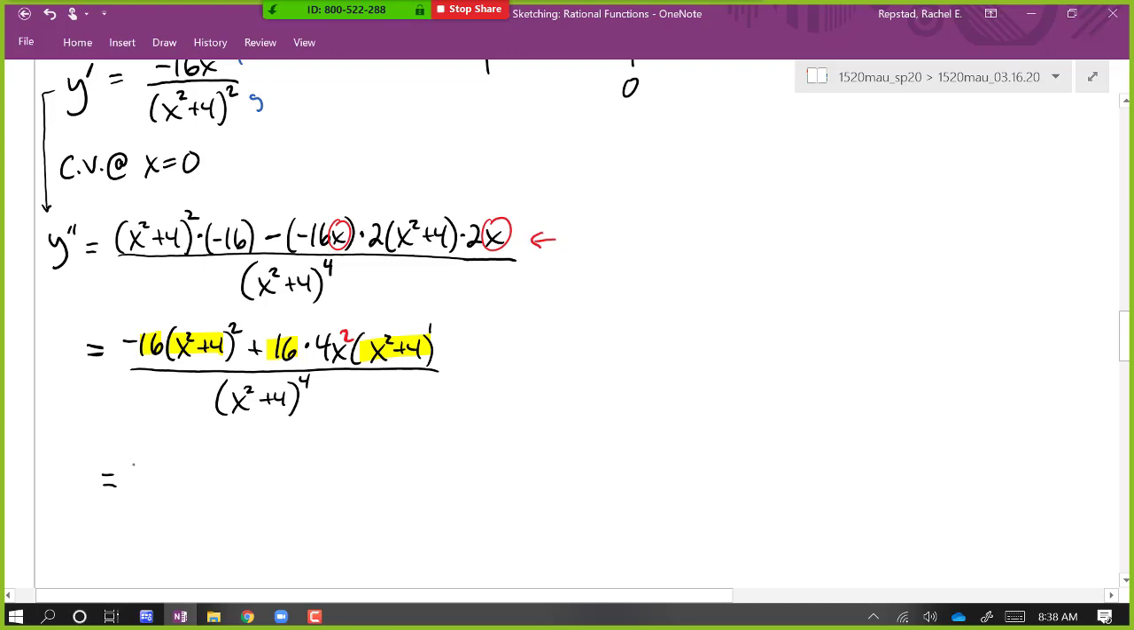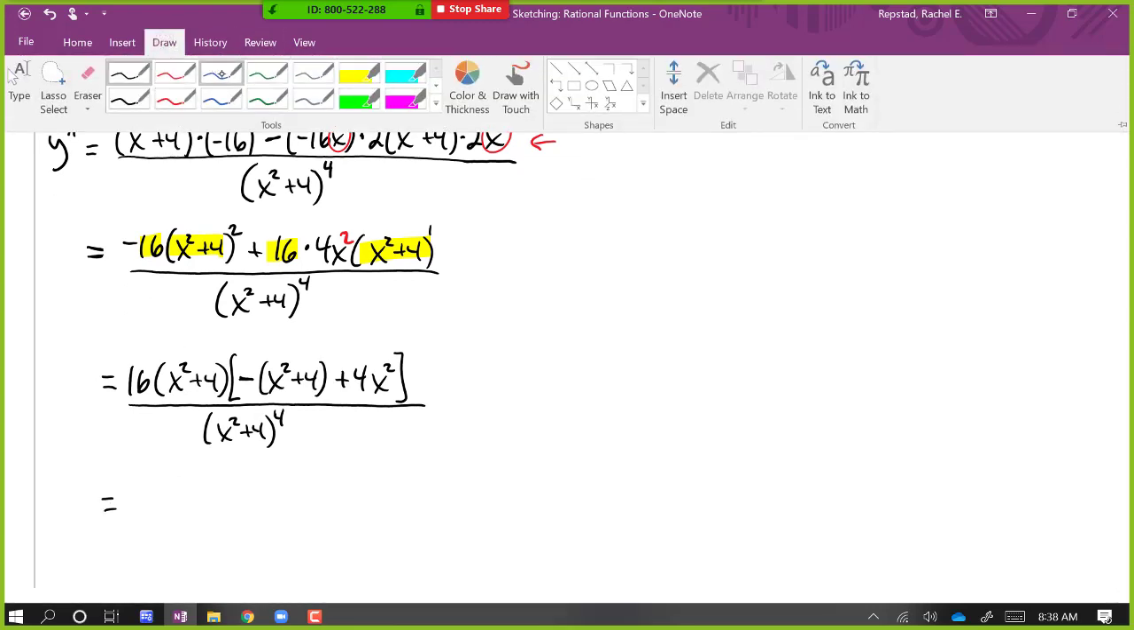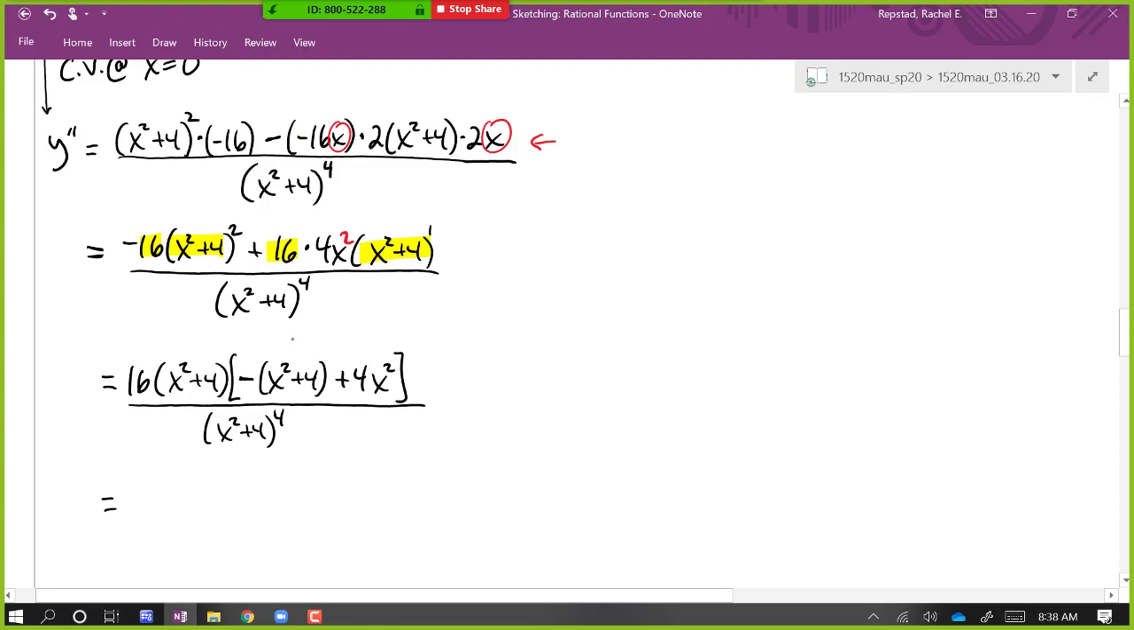Okay. Now let's take out the factor of 16 times x squared plus 4. What goes in the brackets? Negative x squared plus 4. You have the negative of x squared plus 4, yep. Plus 4x squared. Great. And then we'll just simplify the stuff in the brackets, which is, we get 3x squared plus 4, I think. And then we can cancel, right, an x squared plus 4. So here's a factor of x squared plus 4. So we'll just have x squared plus 4 to the third power in the bottom.